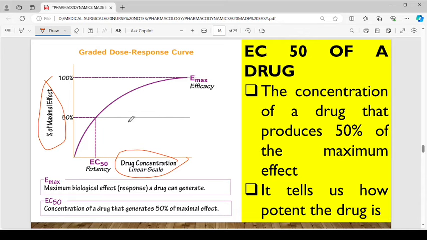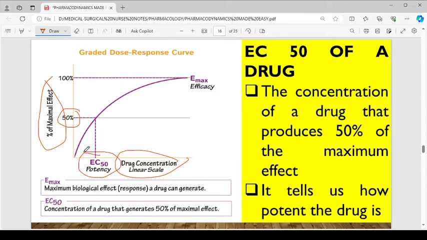So when you try to get a half of the pharmacological response, remember, this is 100%, so all the receptors have been occupied. So this is the maximum effect of the drug, okay. Now we want to take half of it, so it will be 50%. And if you try to draw it, we end up at the EC50, all right, the EC50.